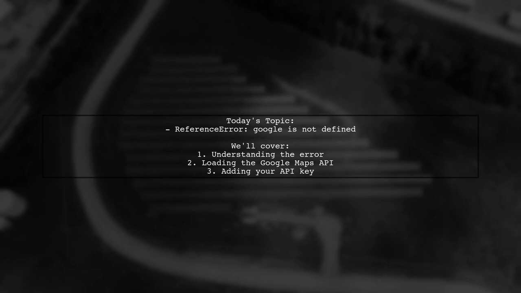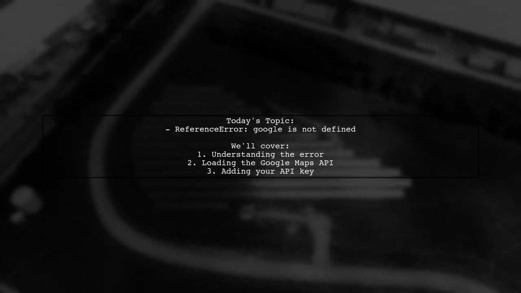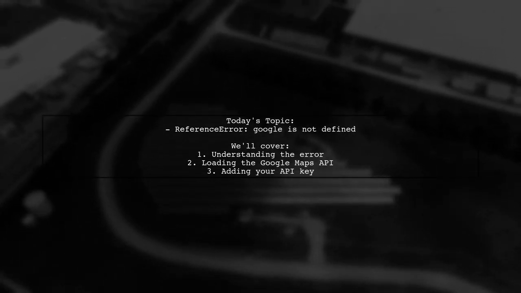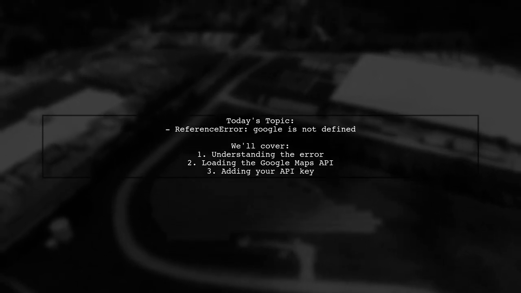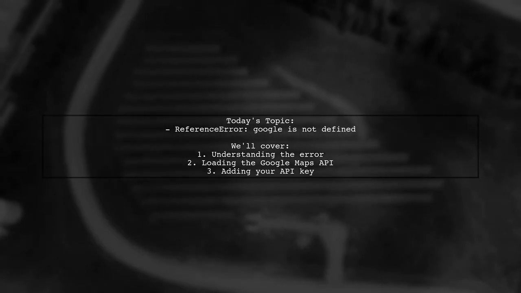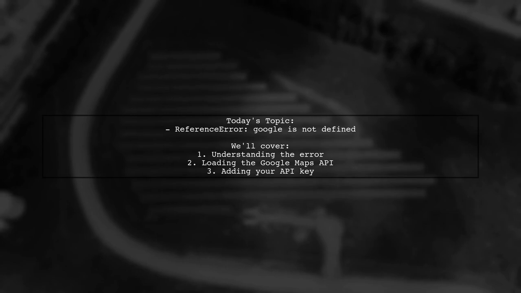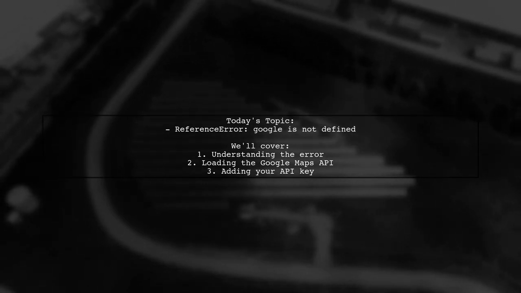Today, we're addressing a common issue that many developers encounter when working with PrimeNG's GMap component. Our viewer is facing a frustrating error: Reference error, Google is not defined. This error typically arises when the Google Maps API isn't properly loaded. We'll also explore how to add an API key to resolve this issue and get your map up and running smoothly.